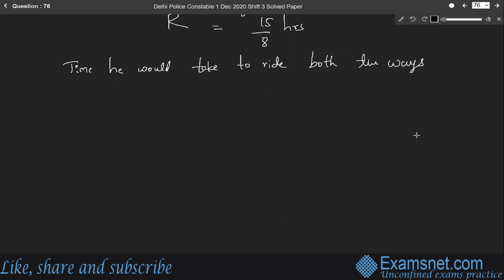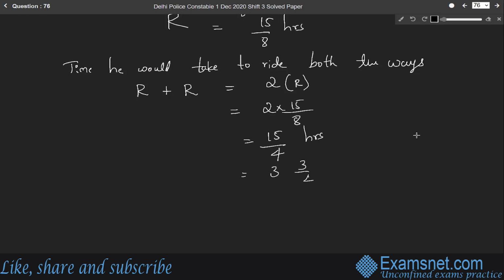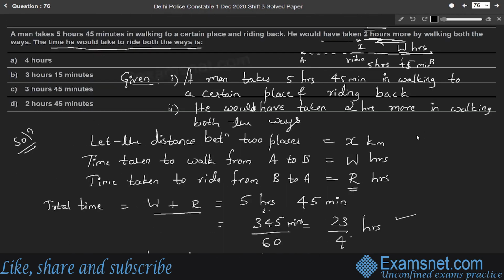That means both the ways. From A to B it is R and from B to A it will also be R. So it becomes 2R, 2 times R. What is R? 2 times 15 by 8, which is 15 by 4 hours. What is 15 by 4 hours? 3 integer 3 by 4 hours. Right? So that is 3 hours 45 minutes. Therefore, option C is the right answer.